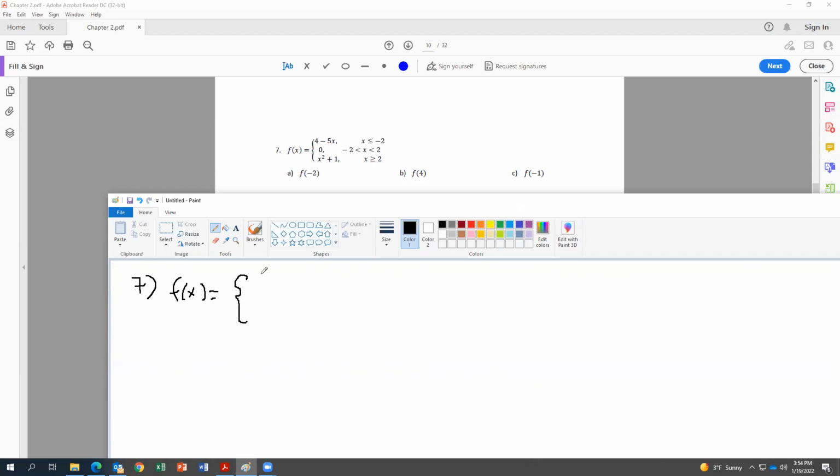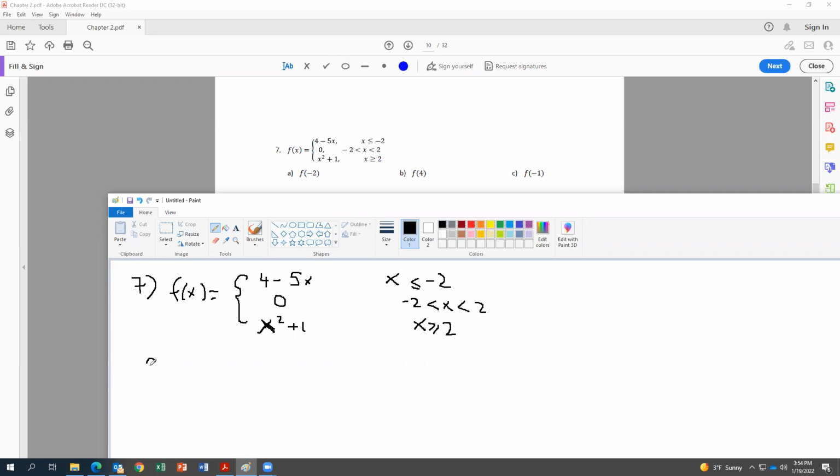Number 7, f of x in this case is 4 minus 5x, given that x is less than or equal to -2; 0 when it's between -2 and 2; and x squared plus 1 when x is greater than or equal to 2. Now, this is what we call a piecewise defined function, because it breaks down into certain pieces based on the x, the domain here.